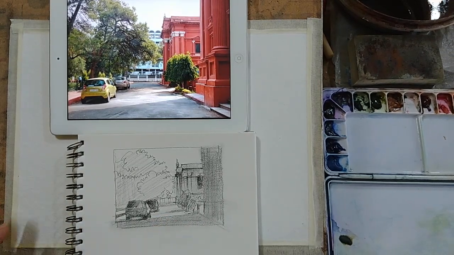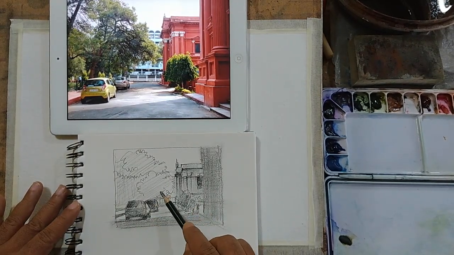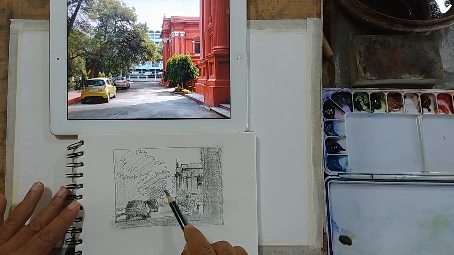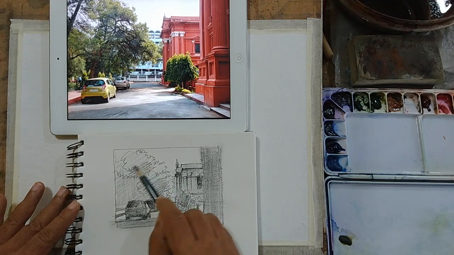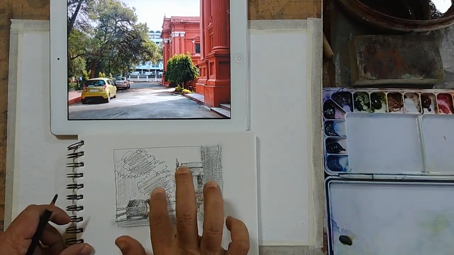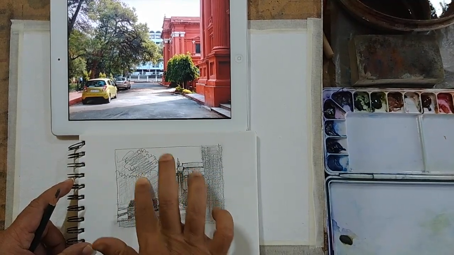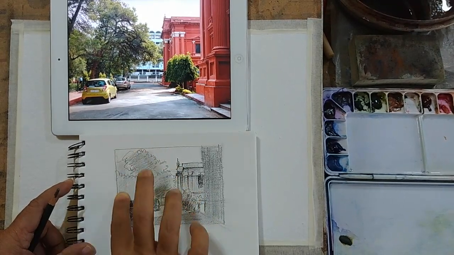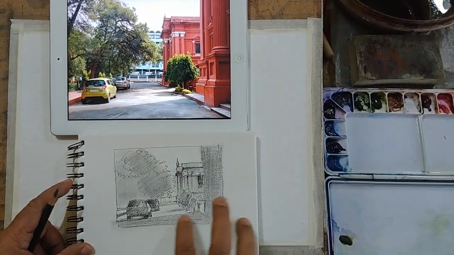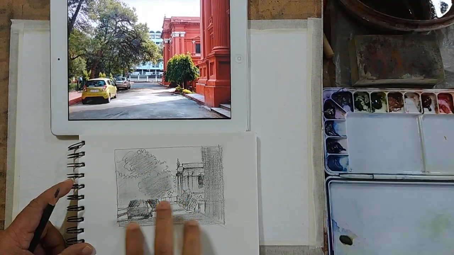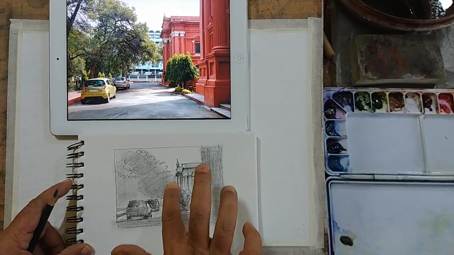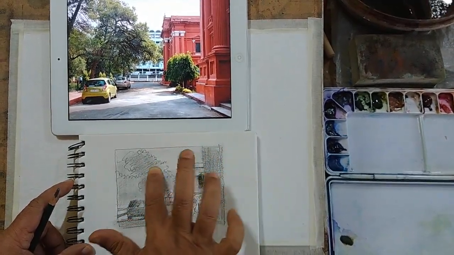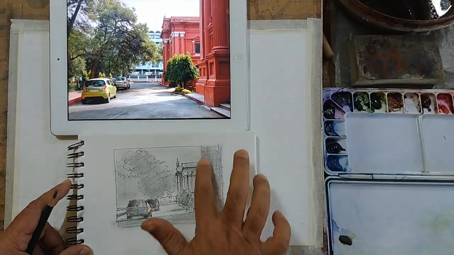I think we have done reasonably well. We don't need too many details, okay. Some sky or something here. Okay, so the major light is coming from here.